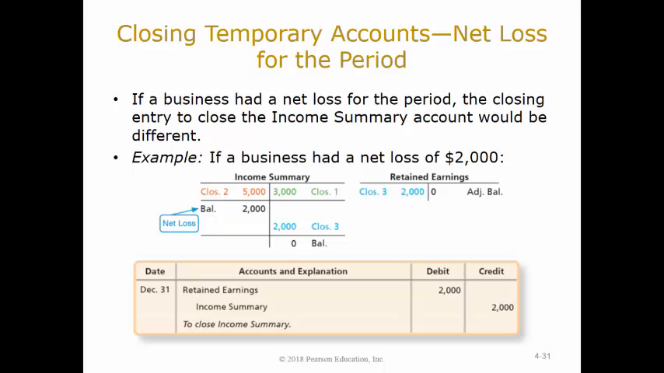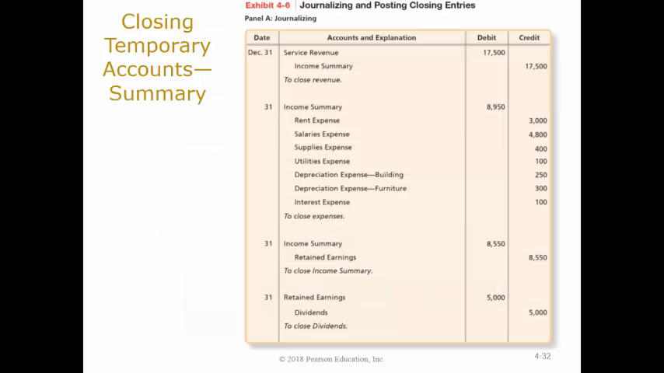Consider this example. Suppose a business had a net loss of $2,000. The income summary T account would hold a debit balance instead of a credit balance. Therefore, the closing entry to close income summary would be a debit to retained earnings and a credit to income summary. The effect of this closing entry decreases retained earnings. Exhibit 4.6 shows the complete closing process for Smart Touch Learning. Panel A gives the closing entries.